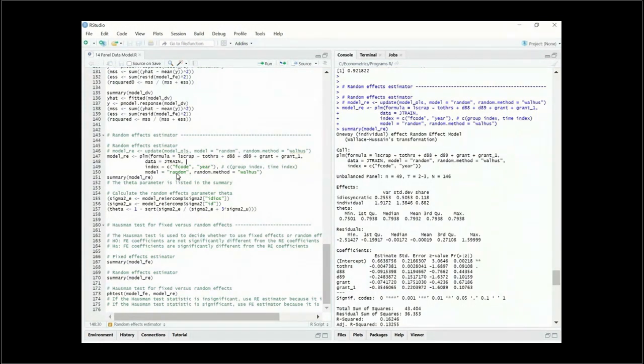And these are the only two things that are changed here. Model would be equal to random, and the random method, we're going to use the Walhus random method here. And so let's summarize this model. And these are the results that we are going to see here.